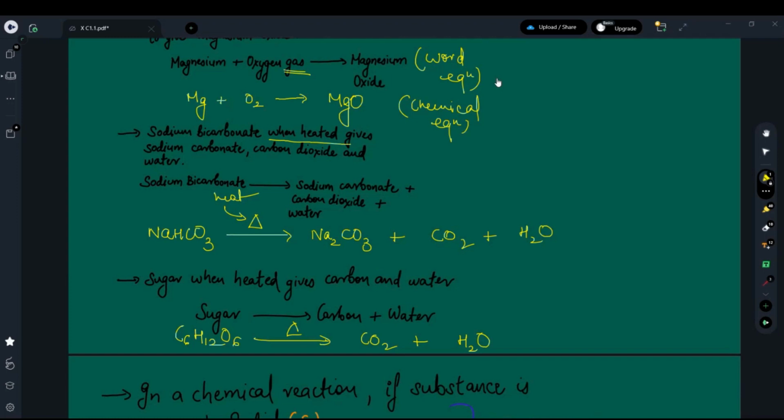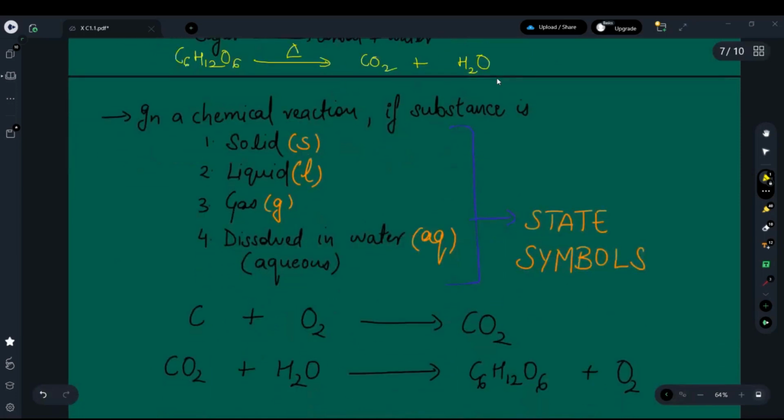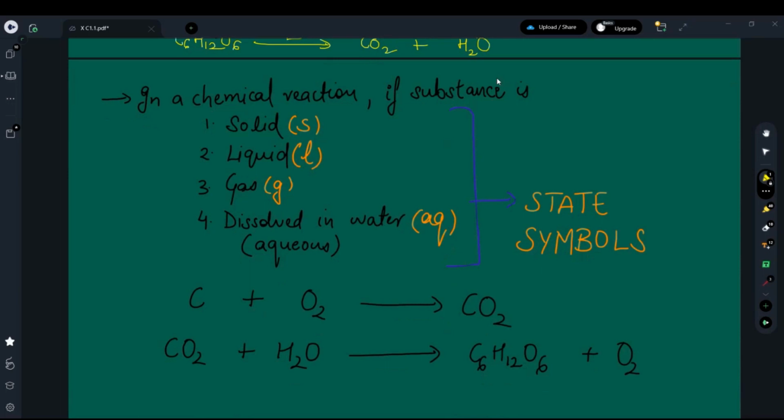This becomes difficult when we are looking at substances which we are not aware of. So we need to introduce something which actually helps us do that. This is known as a state symbol. A state symbol in a chemical reaction helps us ascertain the state of a particular species. Whether it be reactant or a product, it will tell us that.